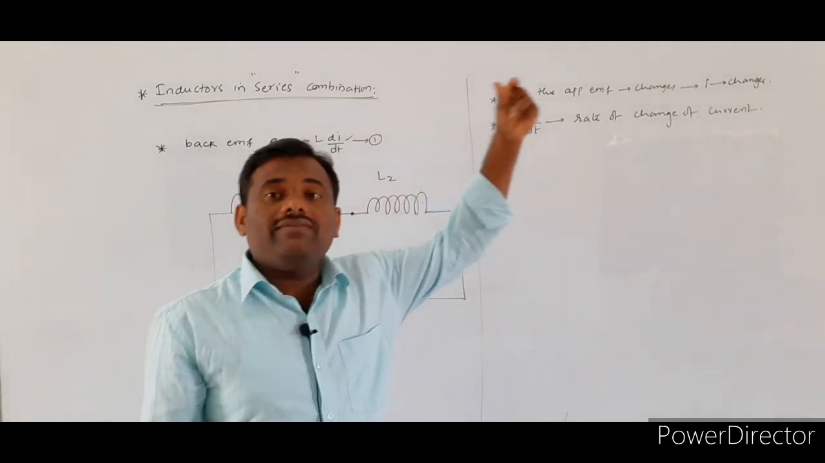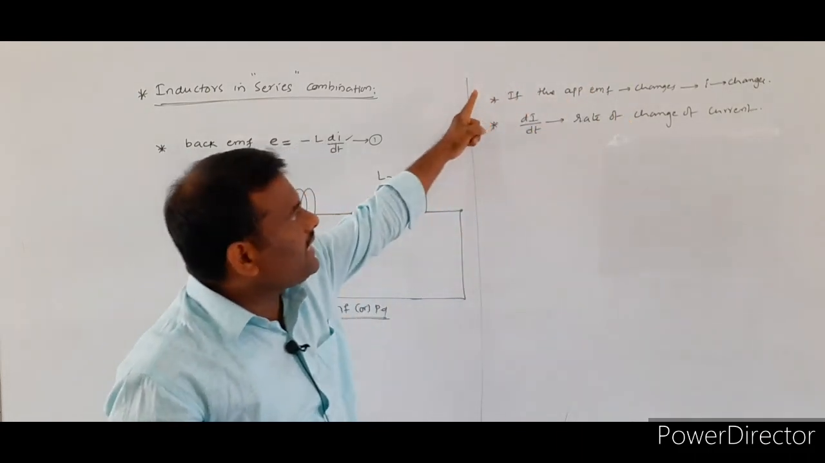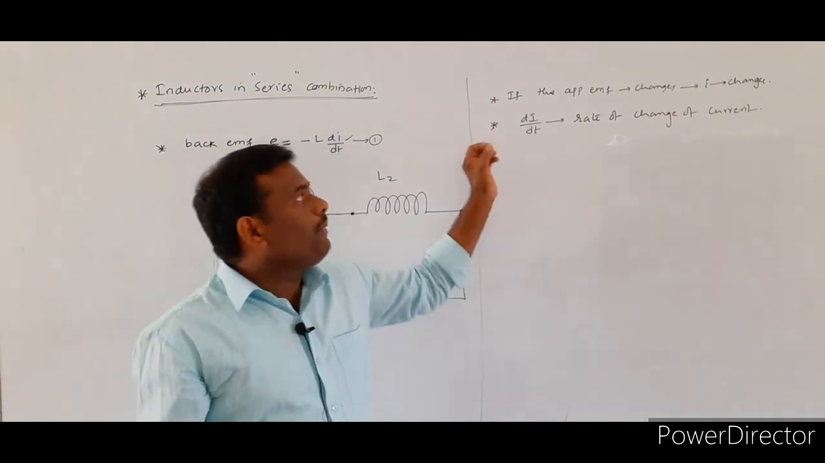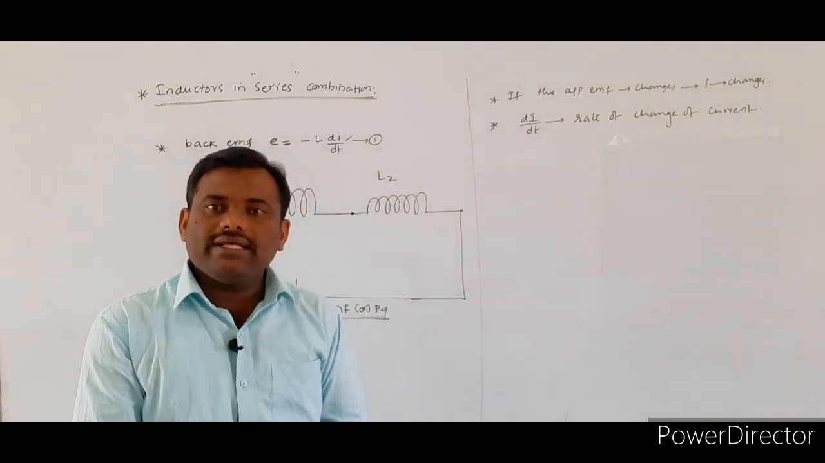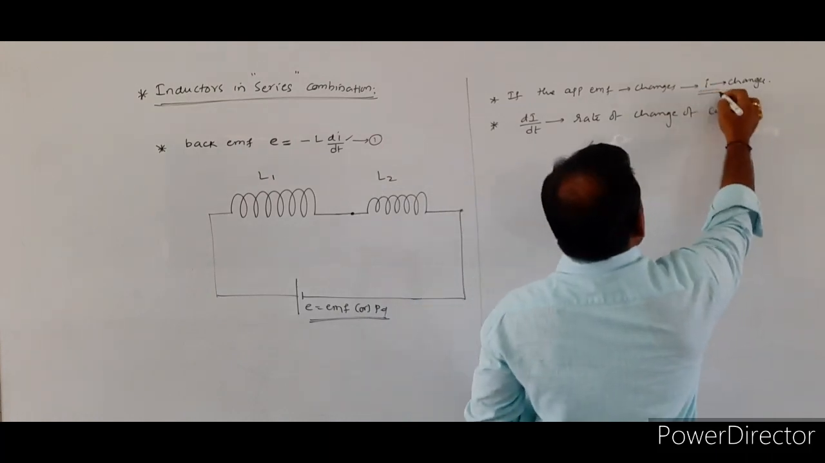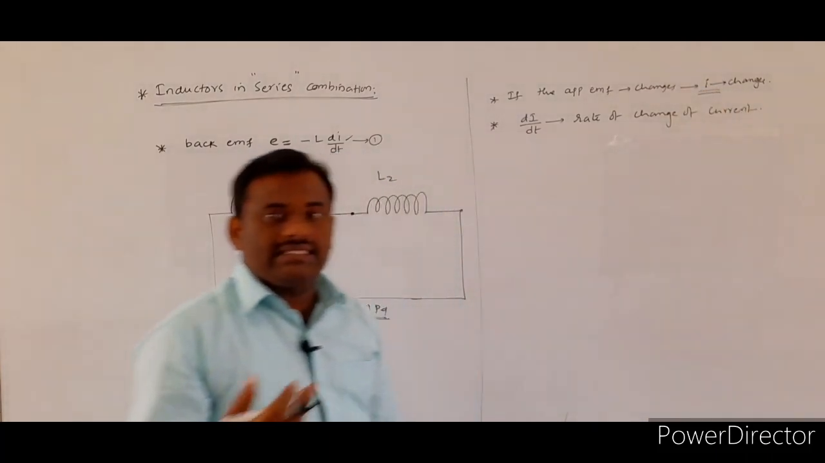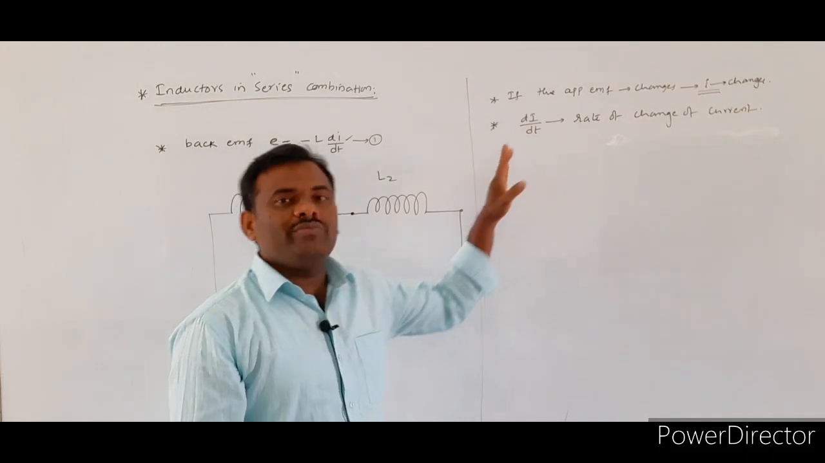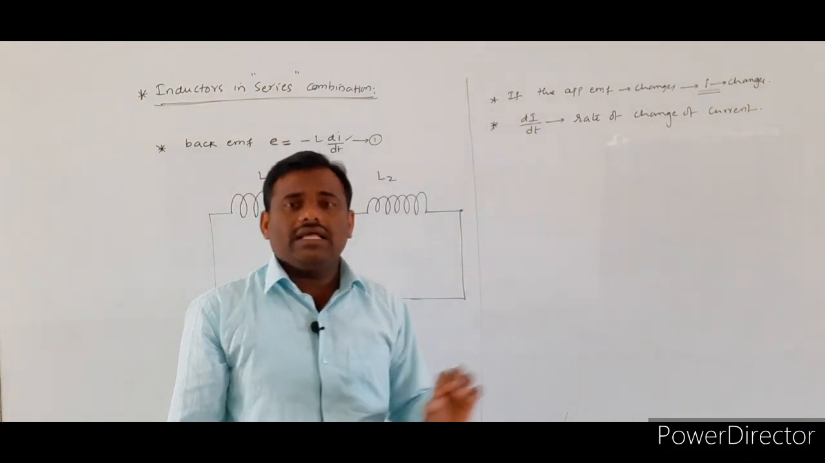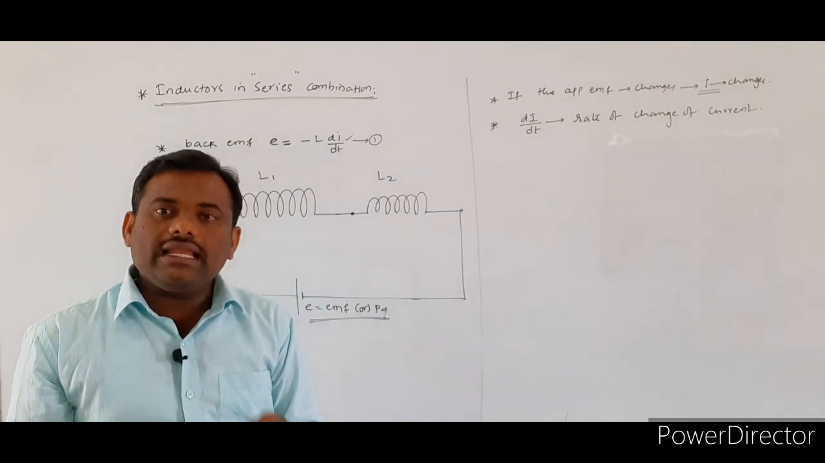So how does the current value change? Whenever you change the applied EMF value, the current passing through the circuit changes. The change in electrical current is assumed as di by dt. Di by dt indicates the rate of change of electrical current.